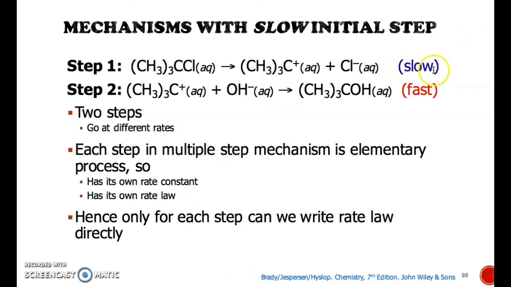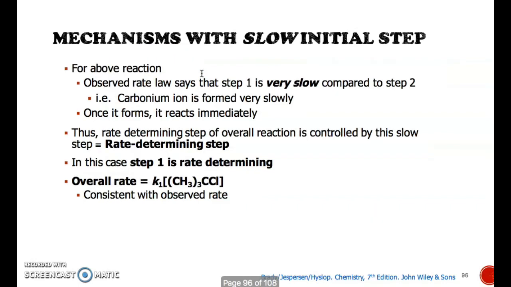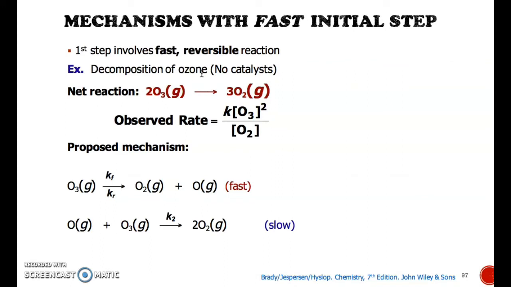Okay, so look at this. This is the slope for step 1 and this is the overall rate law. Mechanism with fast initial step. So this is the observed rate. Look at this. They have the forward and reverse.